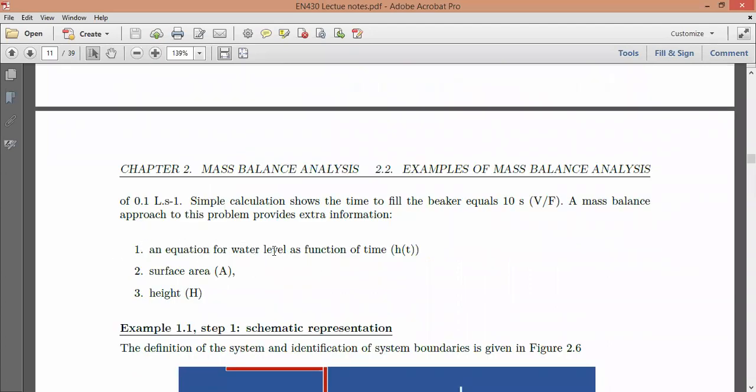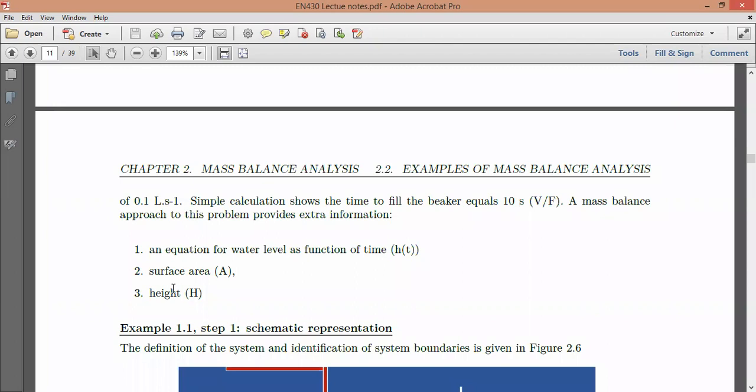An equation for water level as a function of time, surface area, as well as the height of the beaker. So let me mention one thing. For all our calculation questions in this course, the first thing you do, whether it's a test or an exam, is draw a sketch.